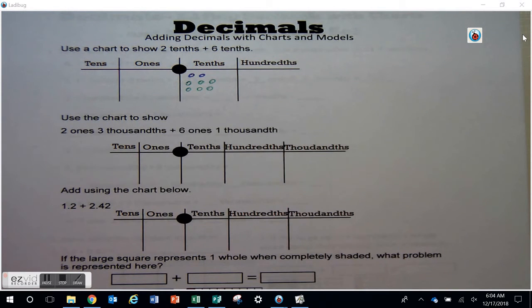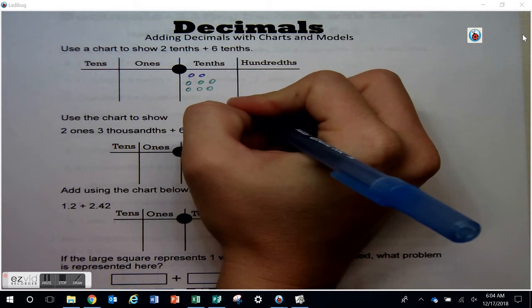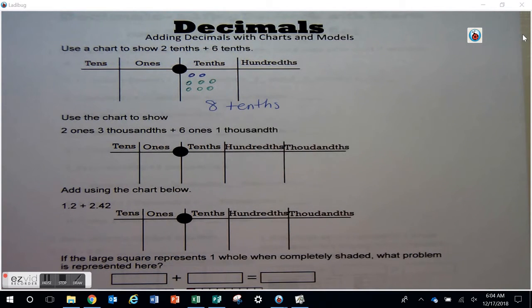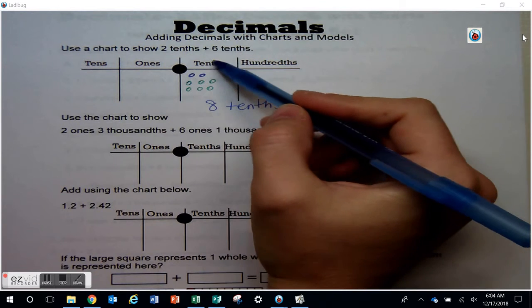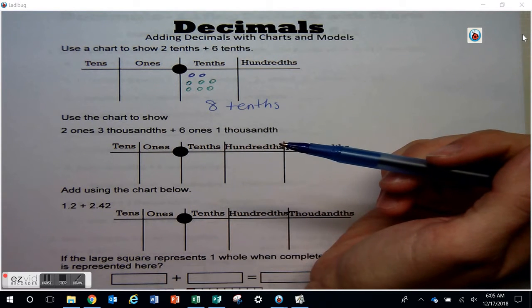How many tenths do I have altogether? Well, altogether I have 8 tenths. Why is that so easy for us? Well, it's easy for us because they are all the same units. We're using tenths for both.